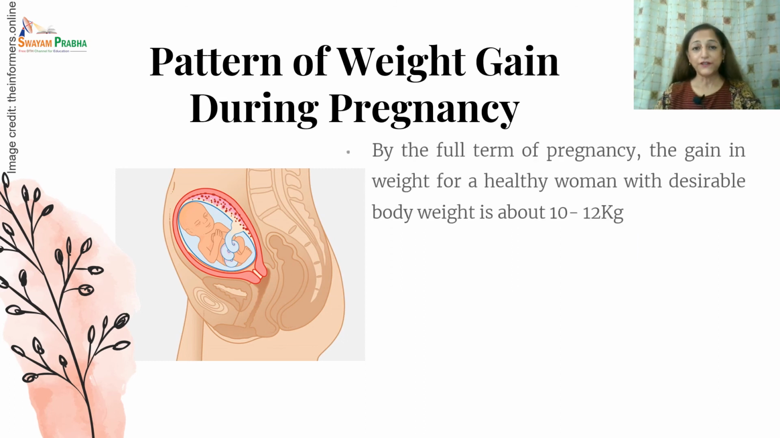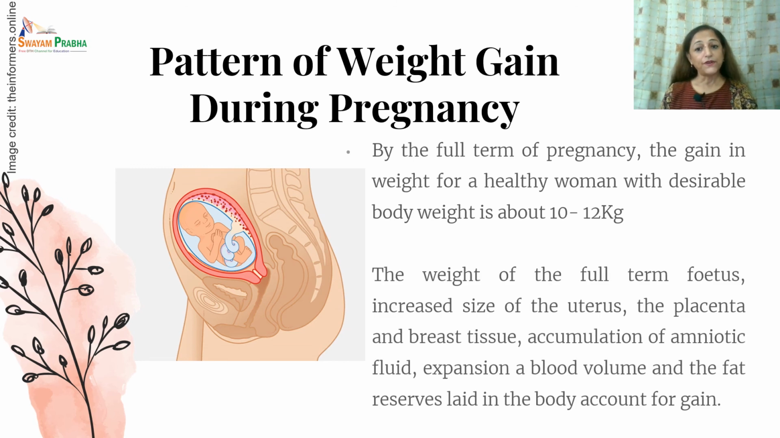By the full term of pregnancy, the gain in weight for a healthy woman with desirable body weight should be around 10 to 12 kilograms. However, it will depend upon a number of factors: the weight of the full-term fetus, the increased size of the uterus, the placenta, the breast tissue, accumulation of amniotic fluid, expansion of blood volume, and the fat reserves which are laid in the maternal body, which account for the gain in the total body weight by the mother.